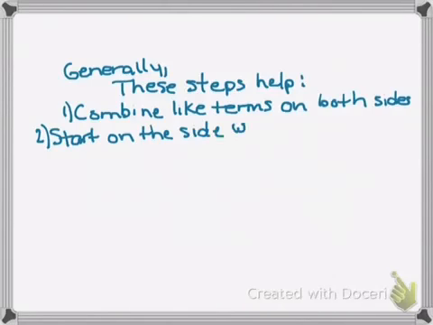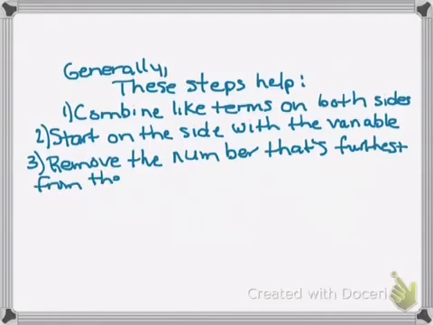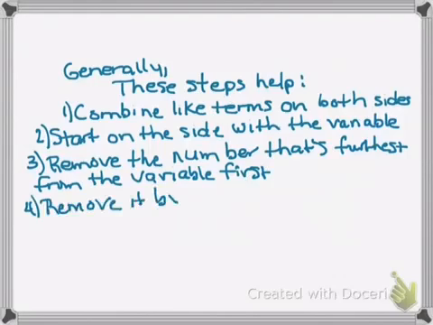Then you're going to start on the same side of the equation that has the variable. So you got to find your letter. Remember, we are finished when I get the variable isolated or by itself, so we're going to remove any numbers that are on the same side with the variable. And we do that by removing what's furthest from the variable first. I'll show you what some of those look like.